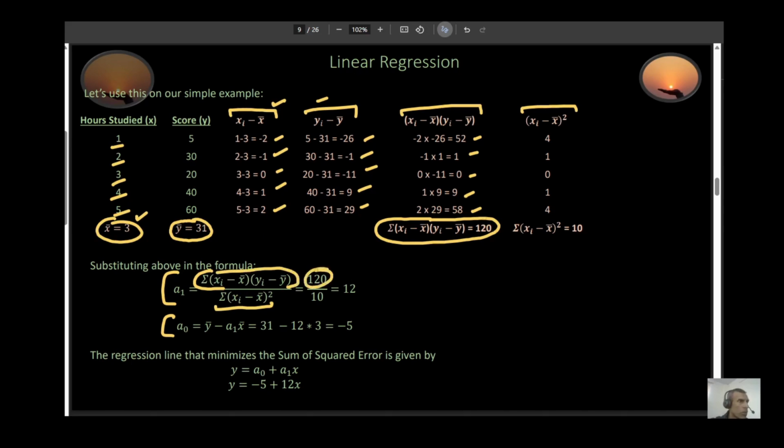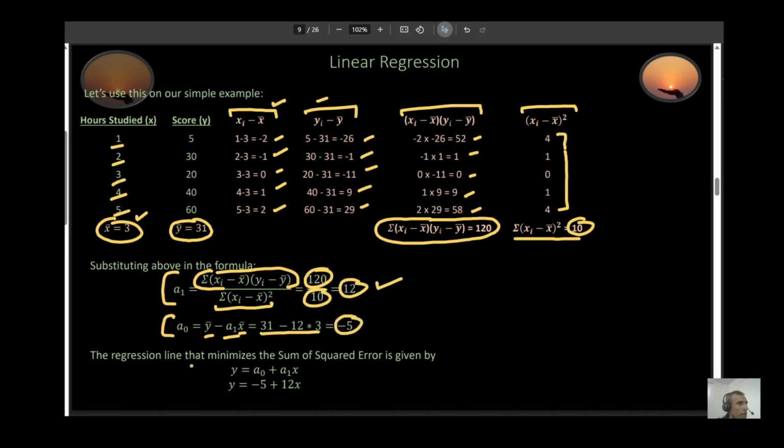This is how I get 120, and your denominator is the summation of (xi minus x mean) whole squared. So when you add all these numbers together, the answer will come out to be 10. So my denominator is 10. So 120 divided by 10, and the answer is 12. That gives me my A1. Now, using the formula for A0, which is y mean minus A1 times x mean, I know my A1, which is 12, and I know my y mean, and I also know my x mean. Substituting your values, the answer will come out to be minus 5.